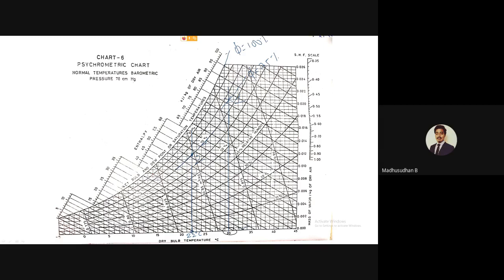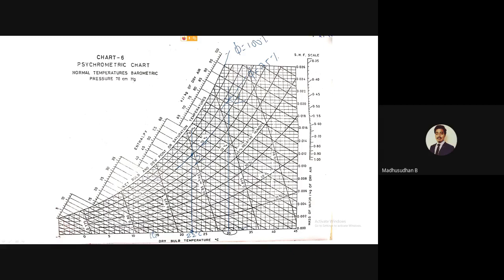So he has given the coil dew temperature. While it is going on, just check for the coil dew temperature. So 14 degrees Celsius is given as the coil dew temperature. Where is 14 degrees Celsius here? Okay, so 14 degrees Celsius comes around here. So I can plot the 14 degrees Celsius here.